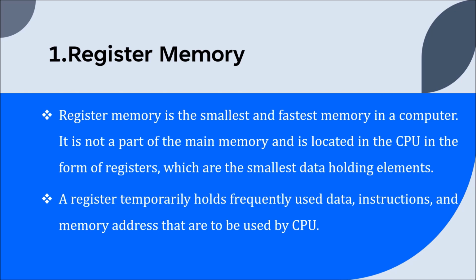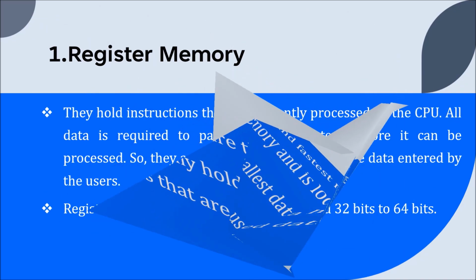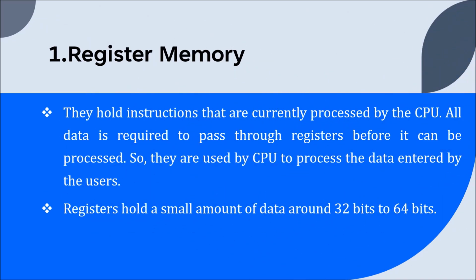A register temporarily holds frequently used data, instructions, and memory addresses that are to be used by the CPU. They hold instructions that are currently processed by the CPU. All data is required to pass through registers before it can be processed. So, they are used by the CPU to process the data entered by the users. Registers hold a small amount of data, around 32 bits to 64 bits.